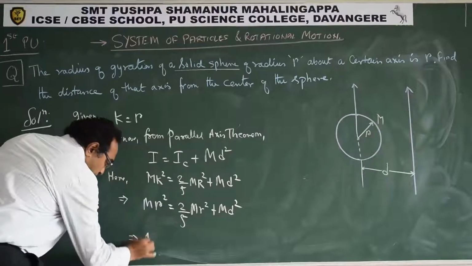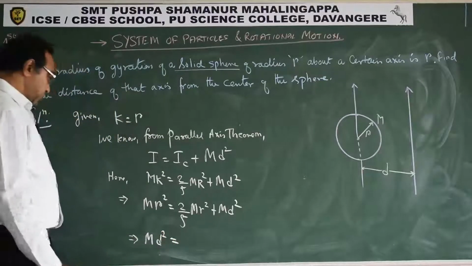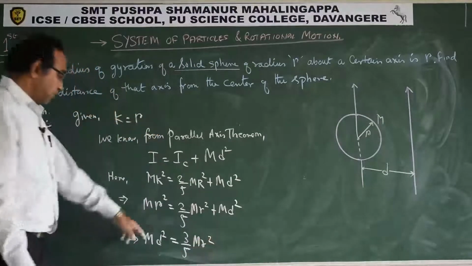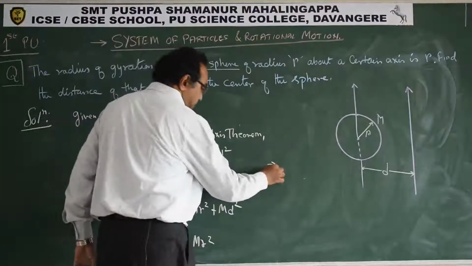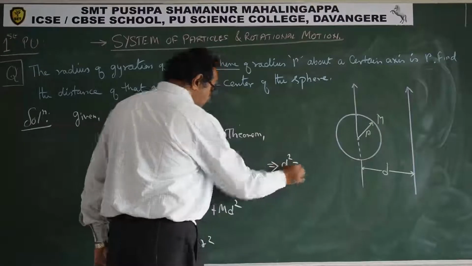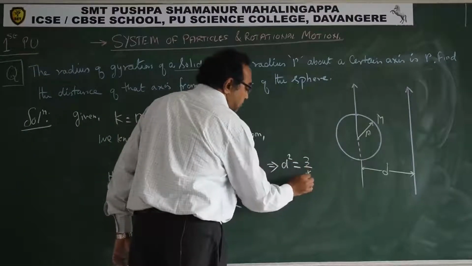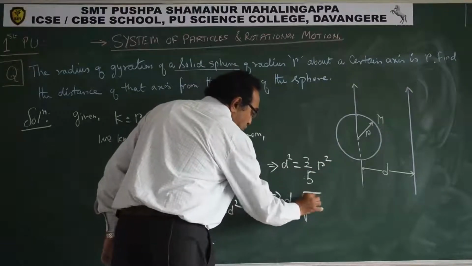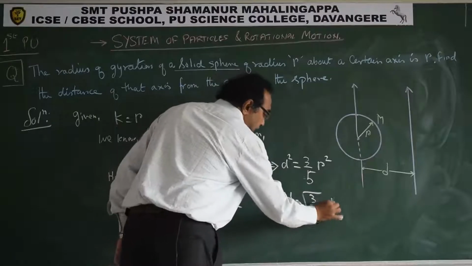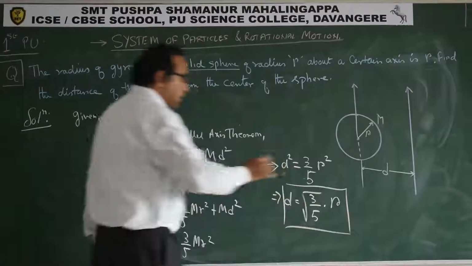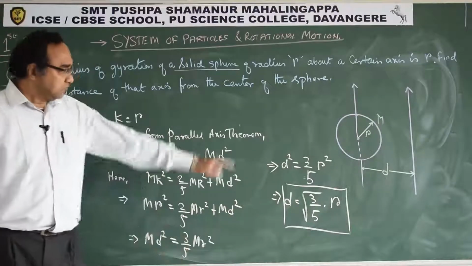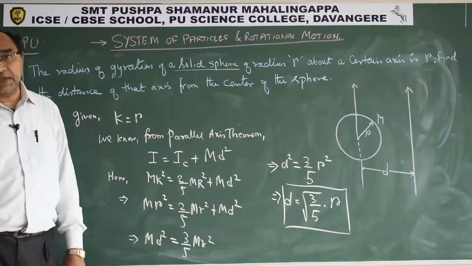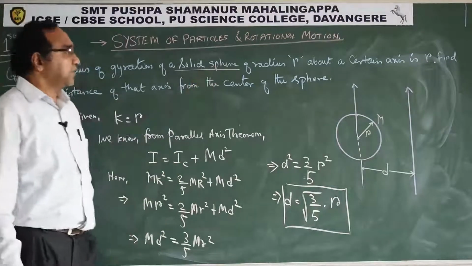So what we can say now? md square is equal to 3 by 5 mr square. So m cancels out. So we can say d square is equal to 3 by 5 r square. So therefore d is equal to root of 3 by 5 r. This is exactly how we can find out the distance of that axis from the center of the sphere about which the radius of gyration is r.